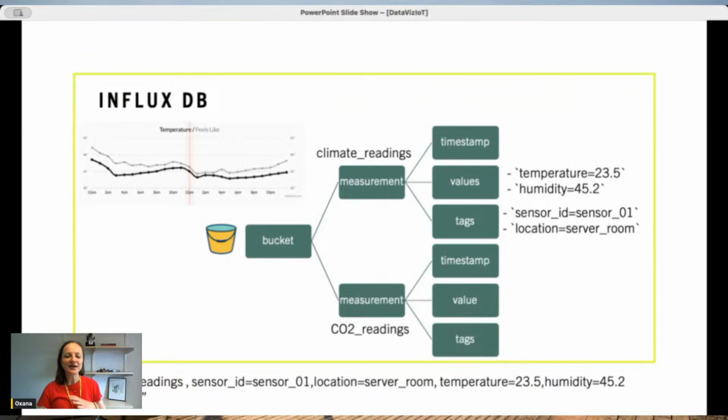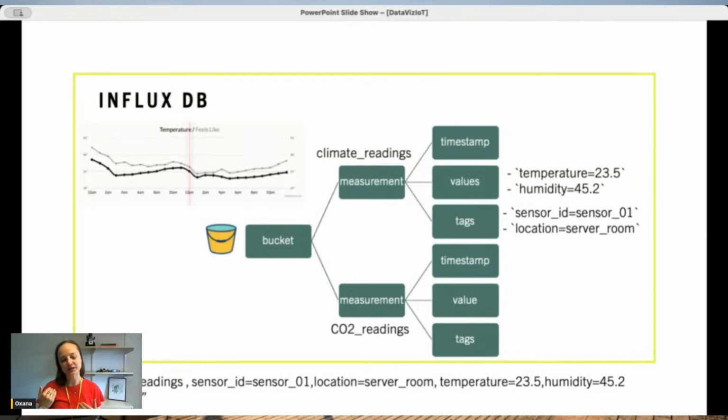And here we don't have tables. We don't have references or IDs. Everything, you kind of have to throw that away and think differently. So you have buckets. You have a bucket, which we can say is your database.